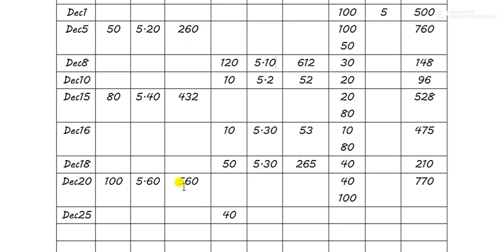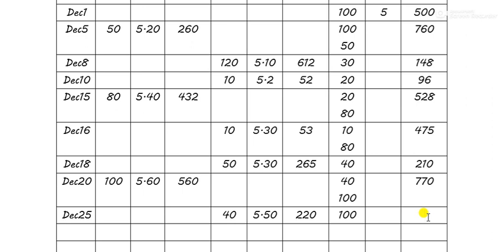Now when I am issuing goods on December 25, I'll be issuing from this stock, but I'll take the average of two prices. Which two prices? The price of this stock and the price of this stock. The price of this stock is 5.40 and the rate of this stock is 5.60. So 5.40 plus 5.60 divided by 2 is equal to 5.50. The total is 220. Now I only have 100 units left of rate 5.60. See how easier things have become.